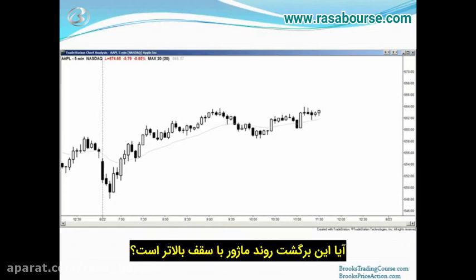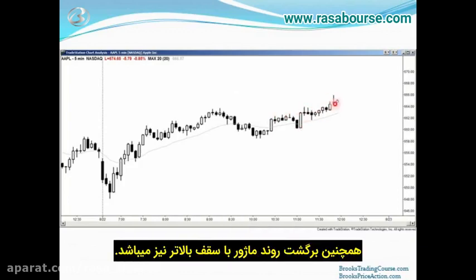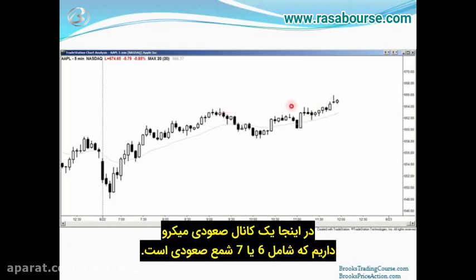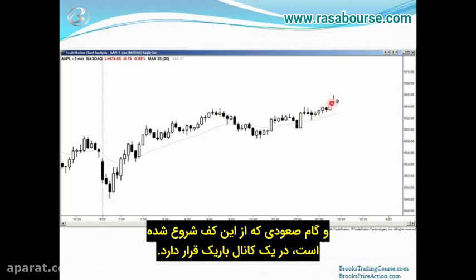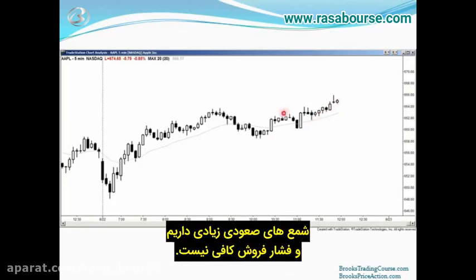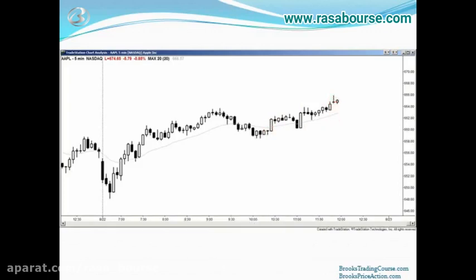All right. What about this as a higher high major trend reversal? We have 3 pushes up, so there's a wedge bear flag here, and a higher high major trend reversal. But we're getting too many bars up. We're in a 6 or 7 bar bull micro channel, and the entire move up from this low is in a very tight channel. And so there's a lot of buying pressure going on here. Too many bull bars, not enough bearishness, and the signal bar is not all that strong. So to me, I would not take that short.